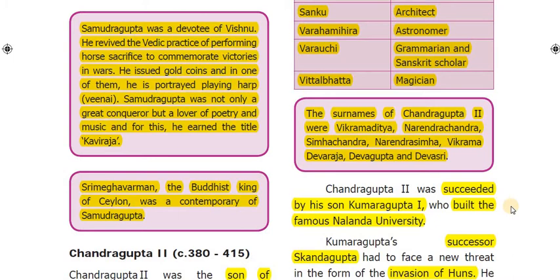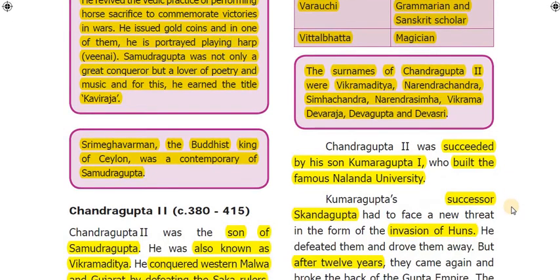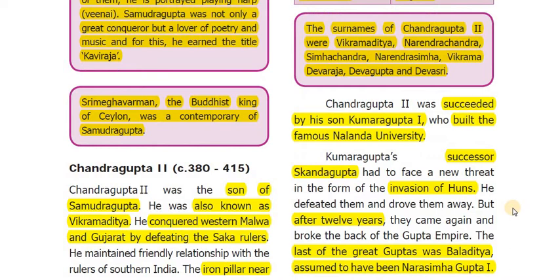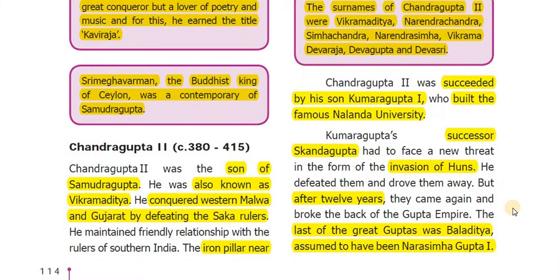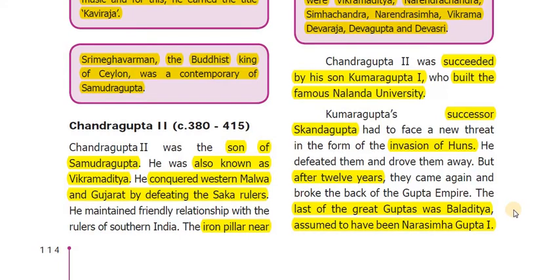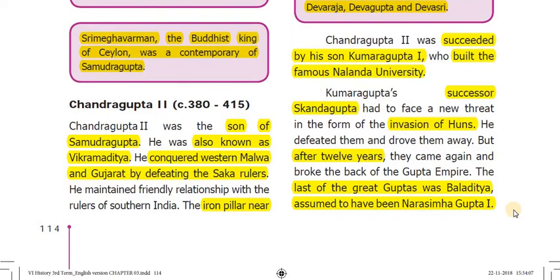Chandragupta II was succeeded by his son Kumaragupta I, who built the famous Nalanda University. Kumaragupta's successor Skandagupta had to face a new threat in the form of the invasion of Huns. He defeated them and drove them away, but after 12 years they came again and broke the back of the Gupta Empire. The last of the great Guptas was Baladitya, assumed to have been Narasimha Gupta I.